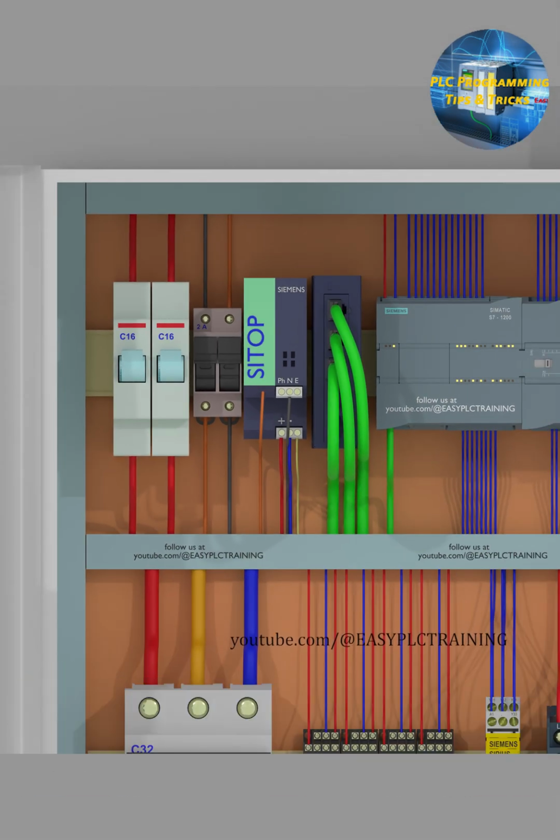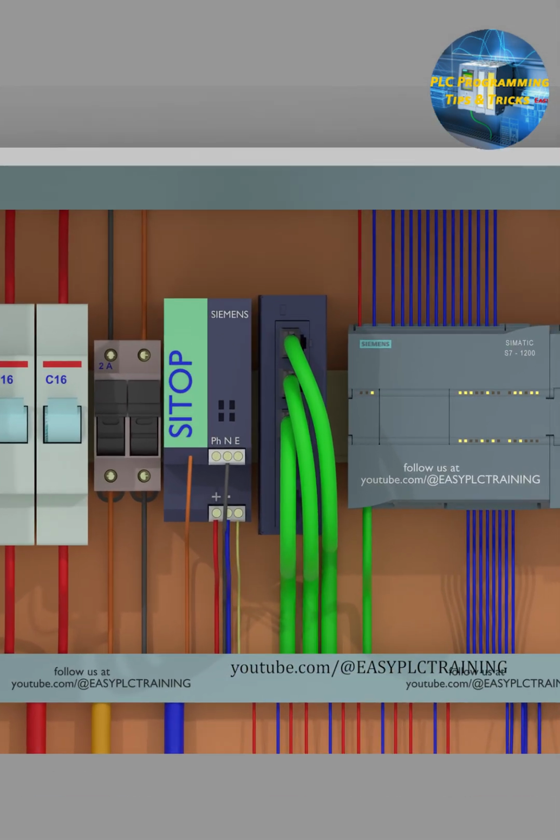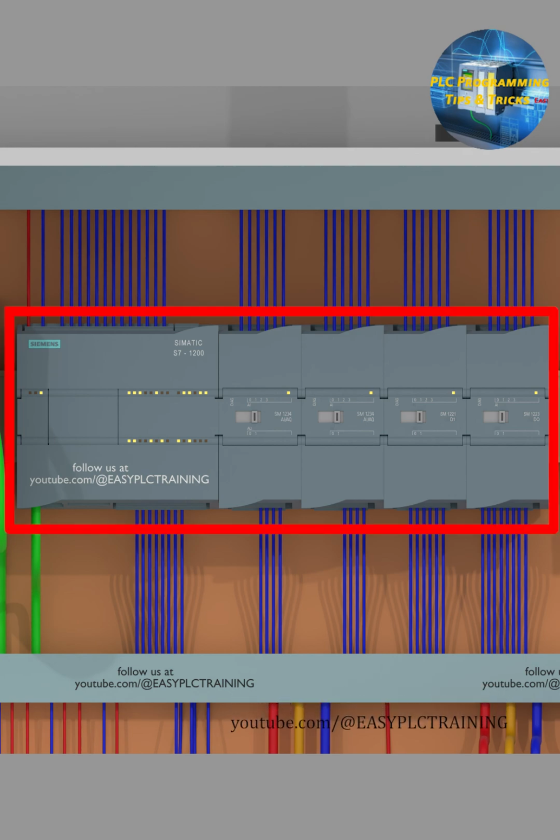Now let's talk about the heart of the system, the PLC. This tiny device is the brain. It reads all inputs, processes the logic, and sends the commands to outputs. Every action of the machine starts from here.